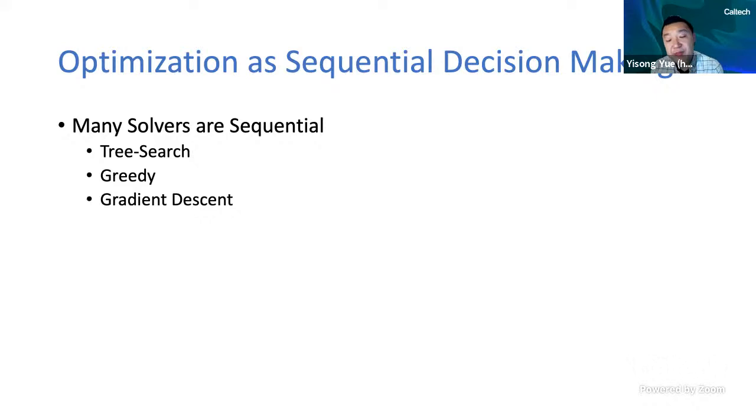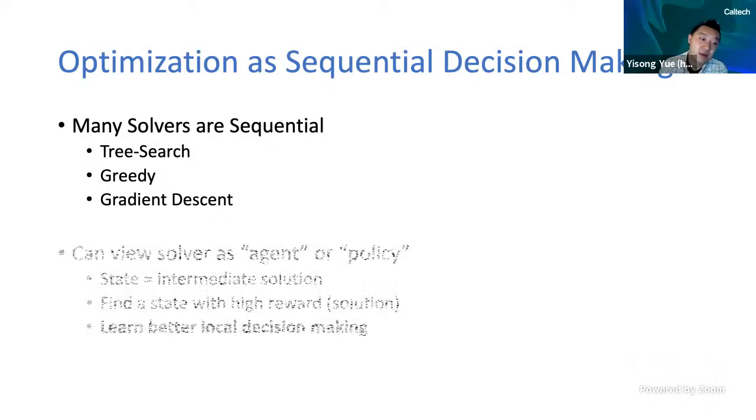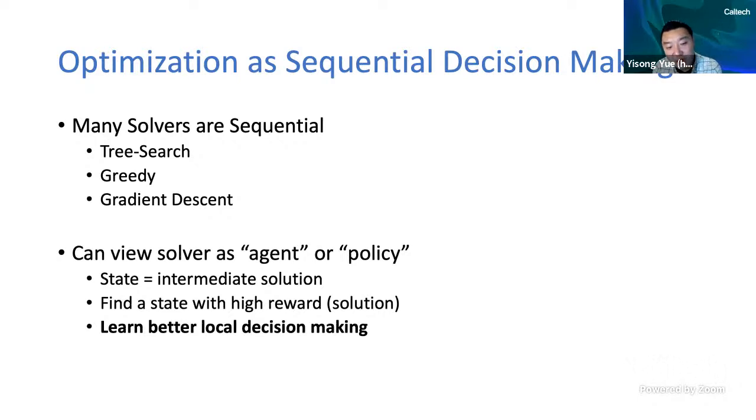And so we've been thinking in our lab in an area called learning to optimize. So the idea is you view optimization as a sequential decision-making problem. So for instance, many solvers that we use in practice are sequential in nature and how they work. Tree search, the greedy algorithm, gradient descent, these are all sequential decision-making procedures. So you can view this solver as an agent or a policy. The environment that this agent is interacting in is the search space of this optimization problem.